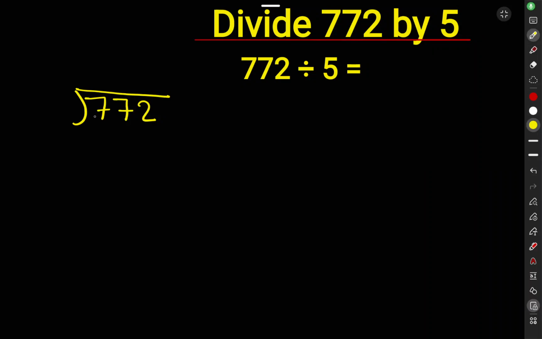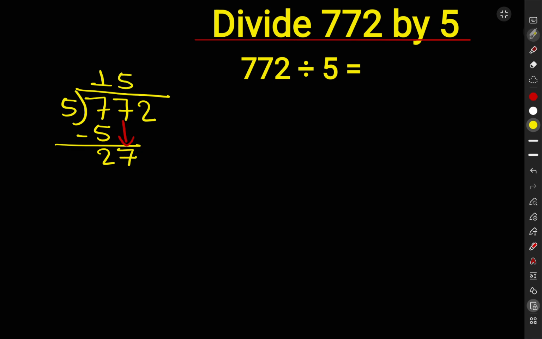Where we divide 772 by 5 in a long division method. 5 times 1 is 5. On subtracting we get 2. So now we put down the 7 and it is 27.